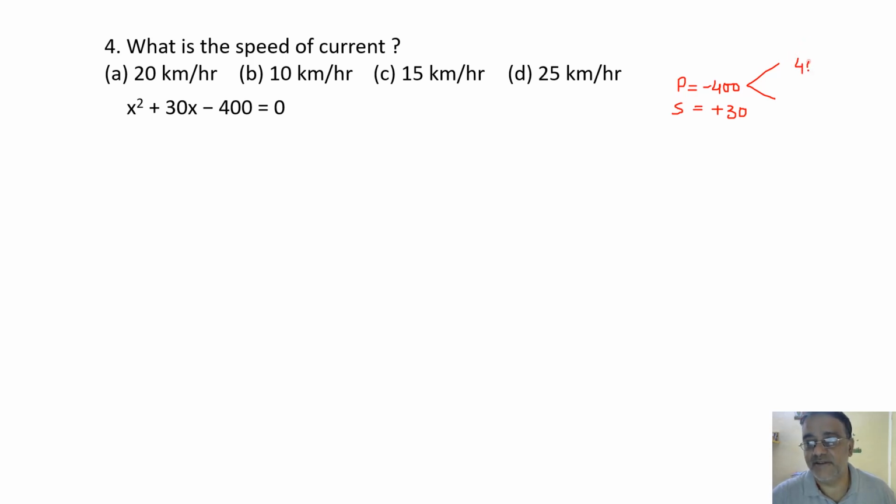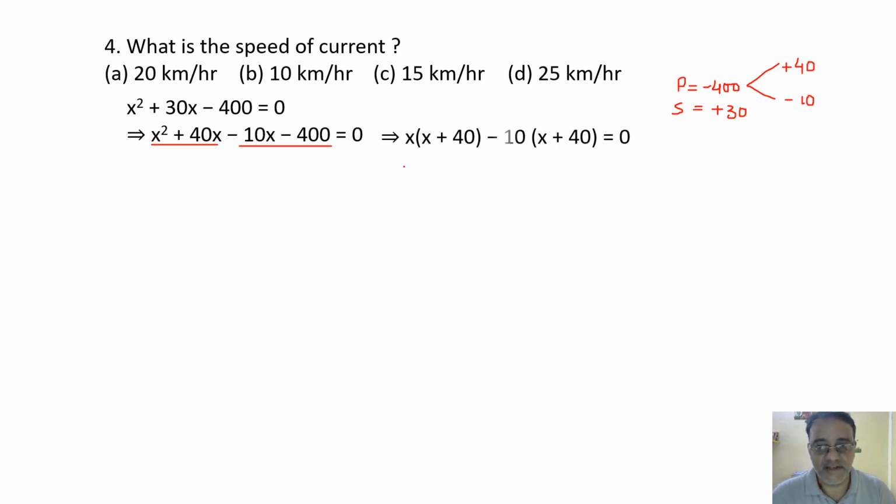40 and 10. Very good. So the sign of the sum we have to put to the greater number, and the smaller number will have the opposite sign. So plus 40x minus 10x, we have split it. Now what is common between these two terms? x. Here minus 10. So x plus 40 is common from both the terms. So we are getting two factors.